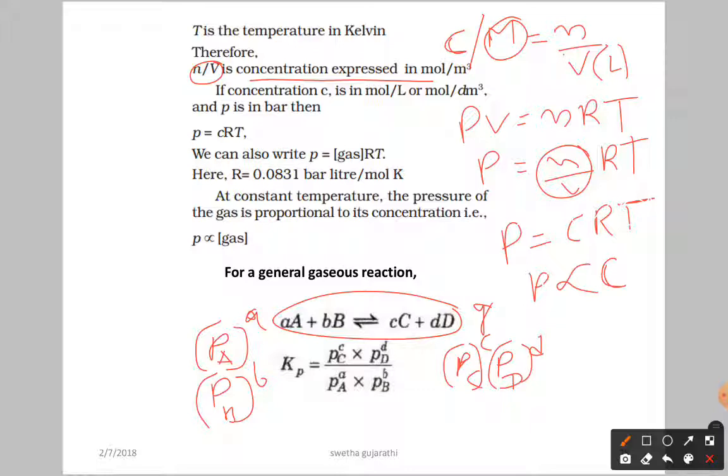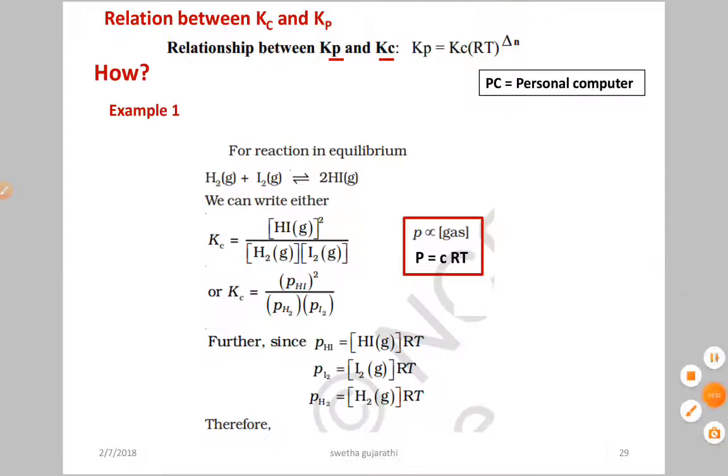According to the definition, it is the ratio of product to reactant. So this is the expression for the above equation: Kp equal to partial pressure of C raised to c into partial pressure of D raised to d, divided by partial pressure of A raised to a into partial pressure of B raised to b. Next, go to the next slide.